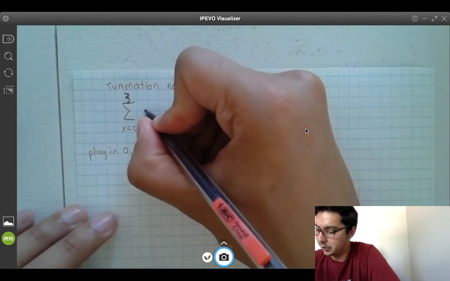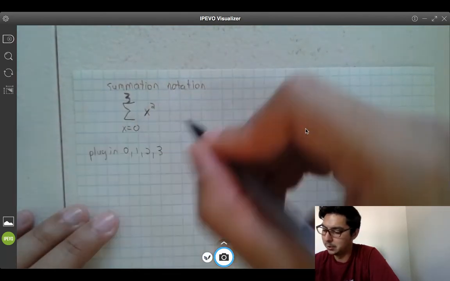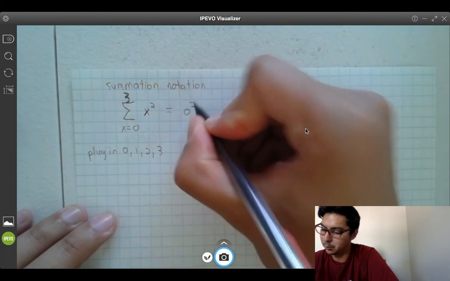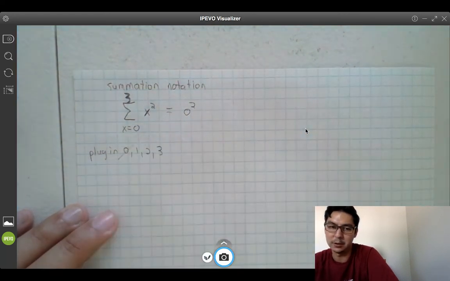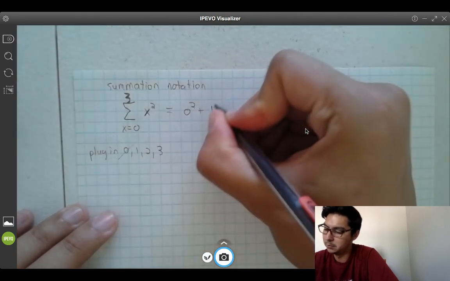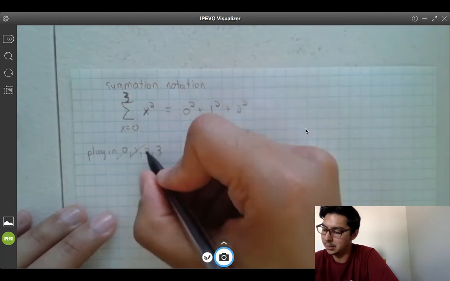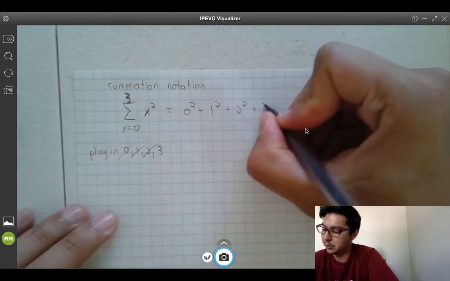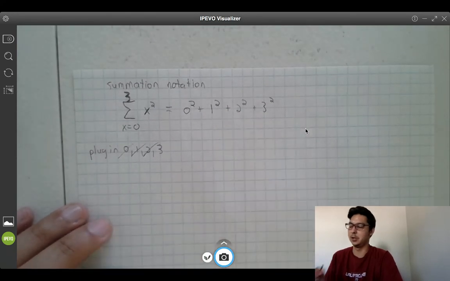And if I have the function, say, x squared, well, that's what you're plugging it into. So then that's going to equal 0 squared. So I plugged in 0, and then once you plug in 0, you used your first index. Then you go to your next index, 1, and you plug in 1, and you use your second index. Then you go to your next one, you plug in 2, you use that index, you plug in 3, which is your final index, use that index. And there it is. That's what summation notation is saying.